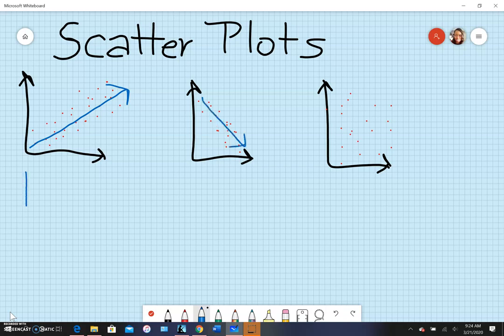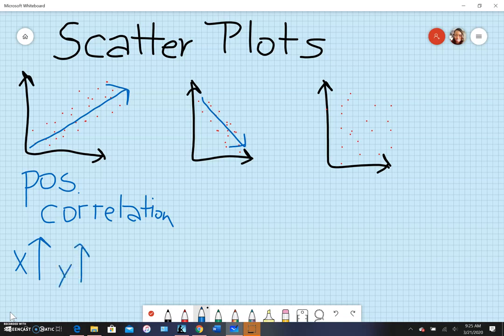This first graph, this is what we would call a positive correlation. This means that as one variable increases, so as my x increases, my y increases. So you can see as my x increases, so that means I'm going this way on my x-axis and this way on my y-axis. Those points are higher than when I'm down closer to the origin.